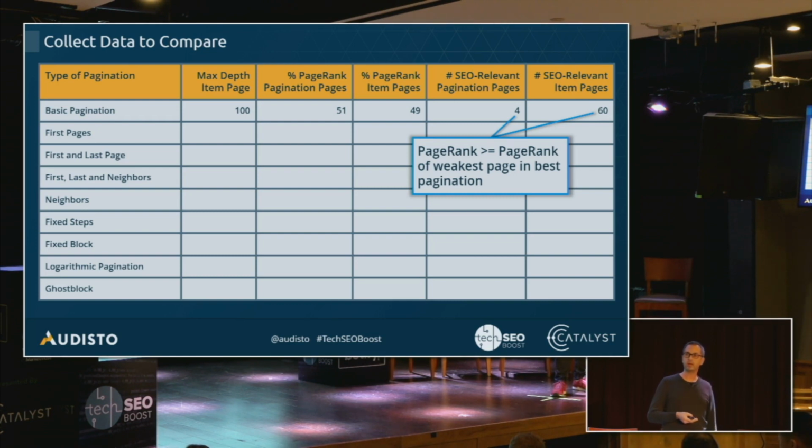What we did there is we looked at various paginations. We took the one that evenly distributed PageRank across most of the items, and we said this is our threshold. So we want to see in the other pagination types how many pagination and item pages do better than that. In this case, only 4 of the pagination pages were better than the best one we observed, and only 60 of the item pages, which is really, really bad.